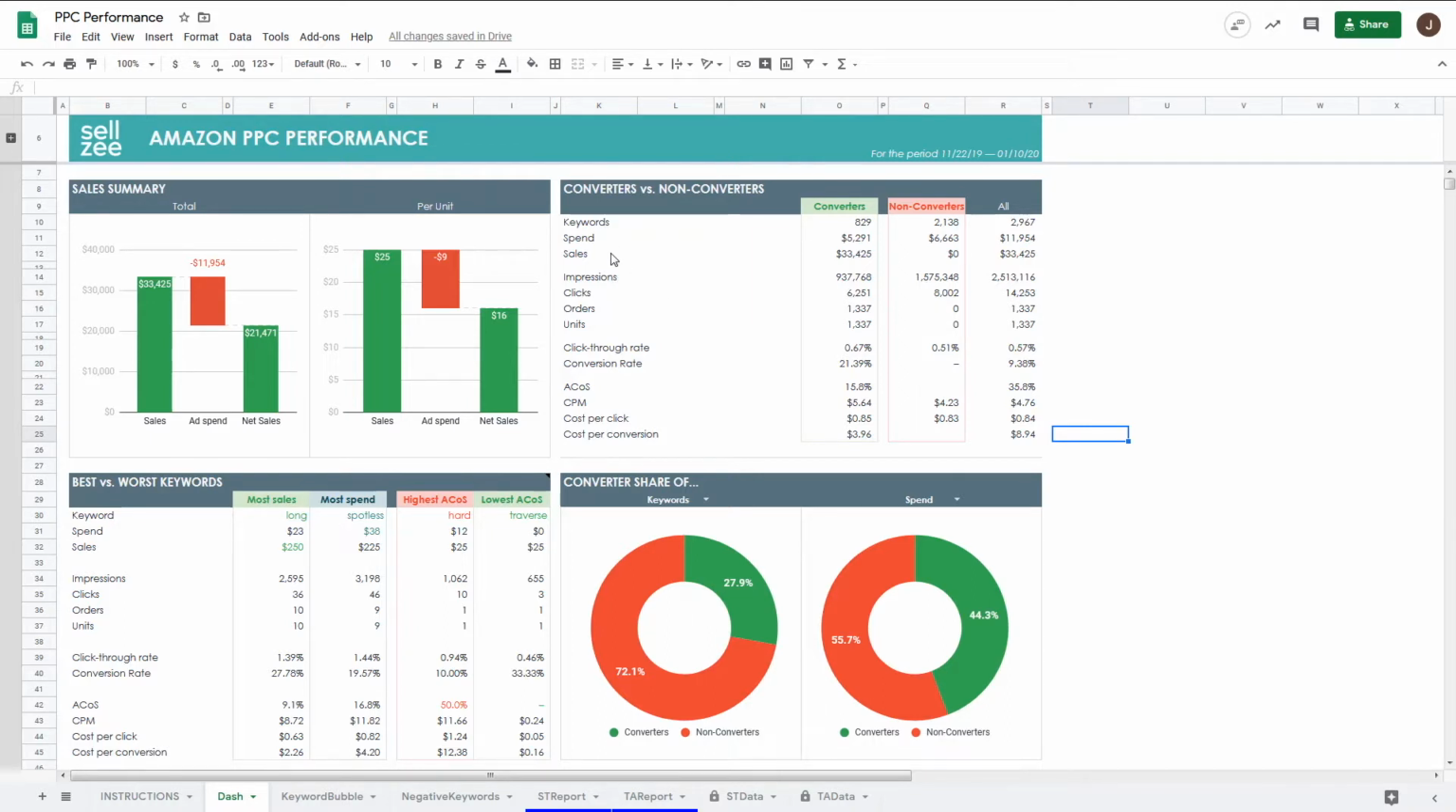So this table breaks out all of your KPIs for your converting keywords, the green column, and then all of your KPIs for the non-converters, that's the red column. So you can see how the non-converters are affecting your total. So over here, your cost per conversion would have been $396 if you didn't spend $6,600 on keywords that didn't convert. So that $6,600 is completely wasted spend in this case.